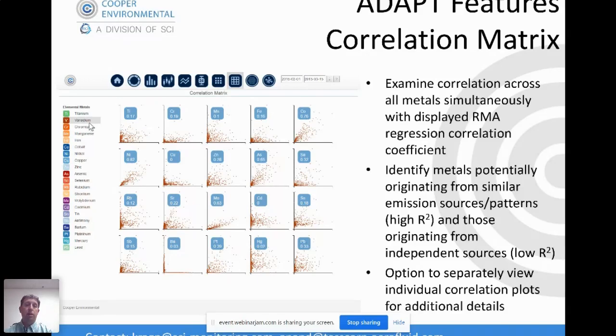In this case, you have vanadium. It's highly correlated here with cobalt. This is cobalt here, CO. And then this 0.76 is the correlation coefficient. So it's indicating a high degree of correlation between vanadium and cobalt. It's also indicating a high degree of correlation between vanadium and nickel. So the vanadium, nickel, and cobalt may all be from the same source because they are so highly correlated at the monitoring site.